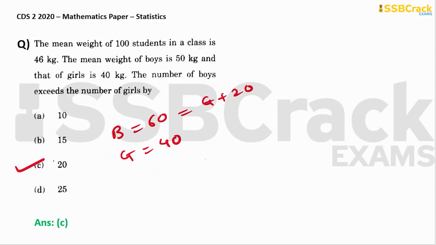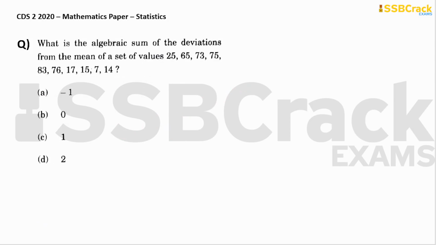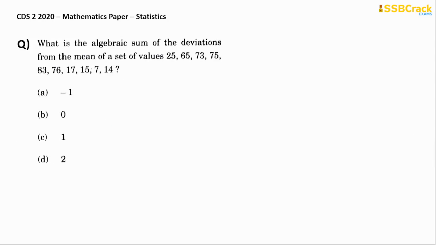All right, coming to the next question: what is the algebraic sum of deviations from the mean of a set of values? We have the set of values for which we have to find the deviations from the mean. So you shall first know the mean of the data, then you will find the deviation. Not only that, you have to get the algebraic sum of deviations. So note the deviations, then sum them up. Simple question. So let's first find the mean.